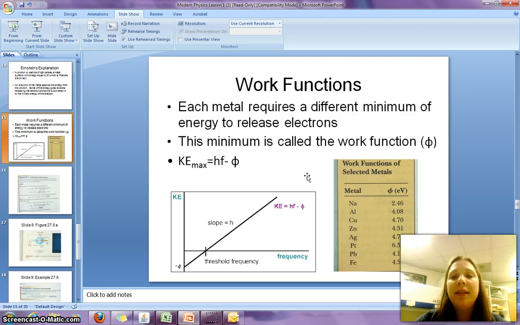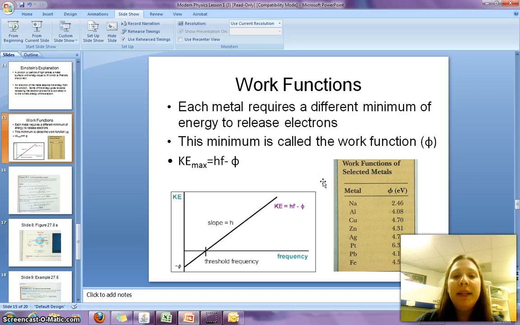Now, it makes sense that different metals have different work functions. If you just think of their electron arrangement like you learned about in chemistry, it would make sense that some electrons would move off of an element easier than others. So the minimum energy required for an electron to jump off is called the work function, which is given by this variable here.